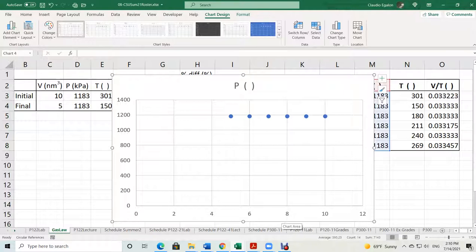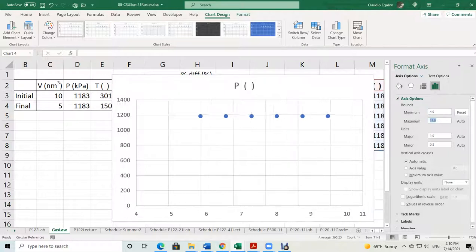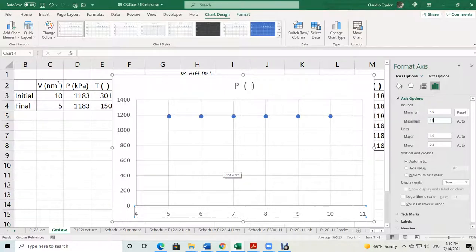Graph, and we are going to optimize this plot for 4 to 11. We go from 4 to 11. You can also optimize here. Let's see, 1000 to 1400.